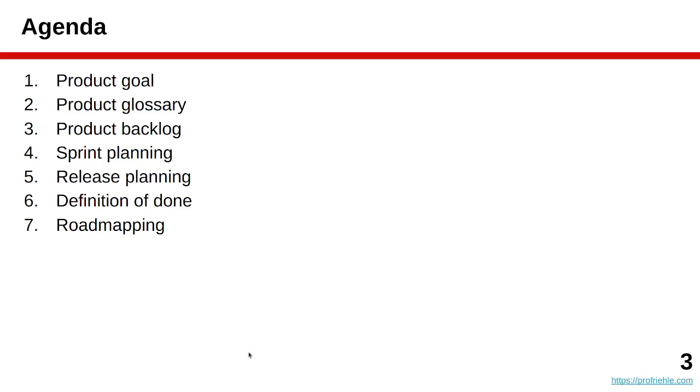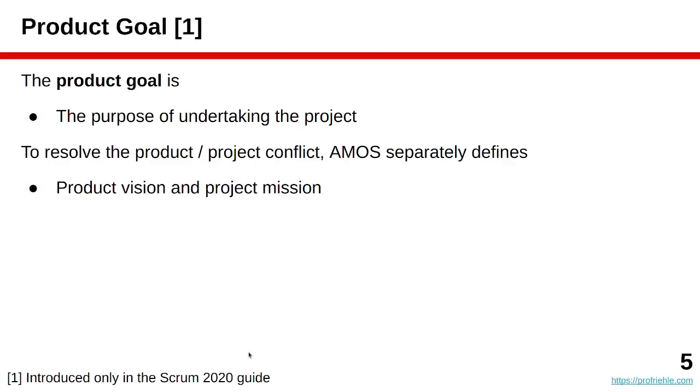So, the product owner. This will be an extensive session. I'm squeezing it, as usual, into 1 hour. But there's a lot of surface area to cover. Your project has a product goal. That's the term Scrum uses. The product goal is the purpose of undertaking the project.